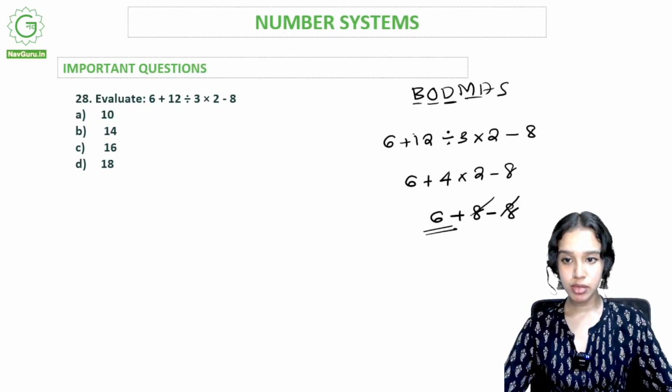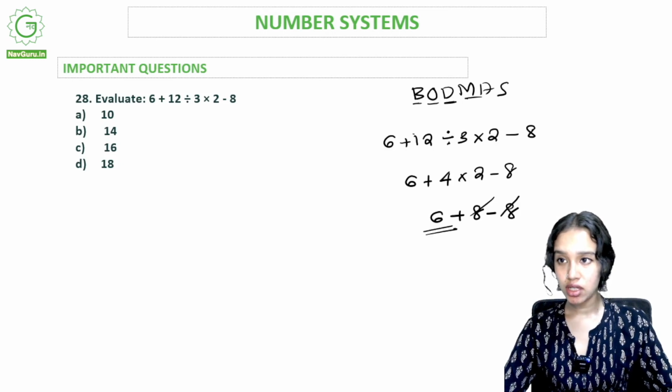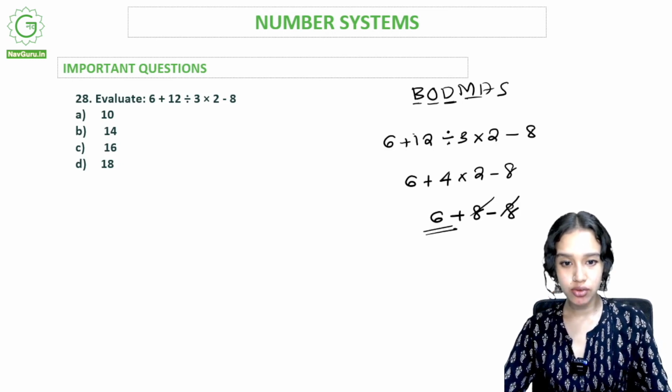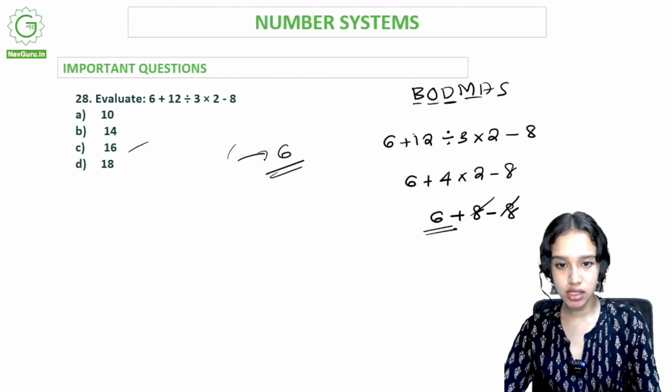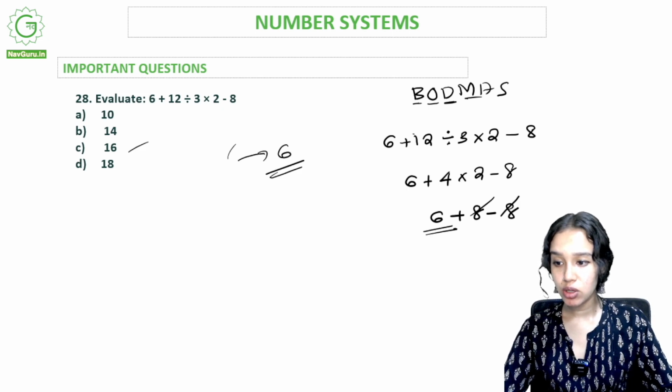We actually have a mistake in the options here. The actual answer for this question is 6. It's given 16, but the answer is 6. Now, moving on to the next question.